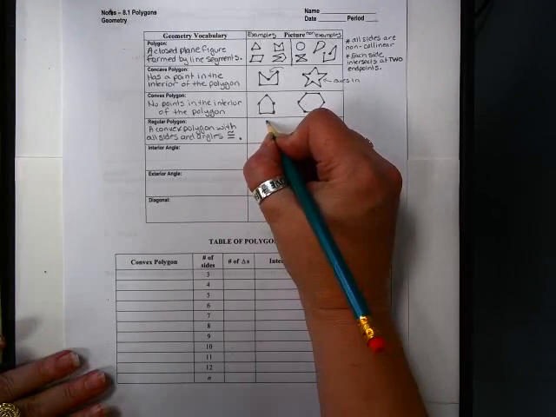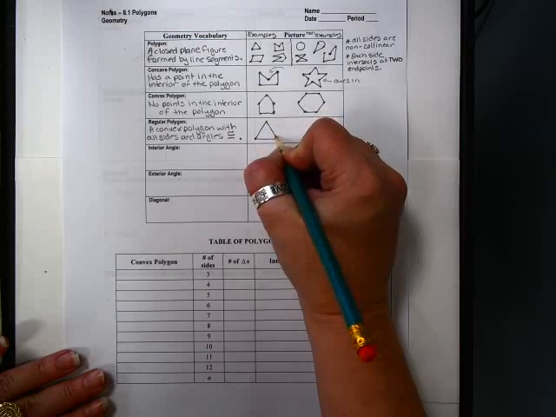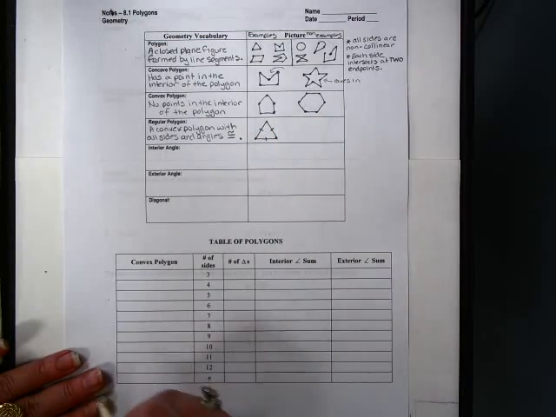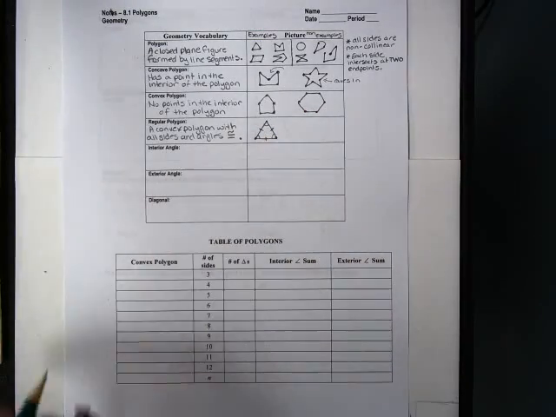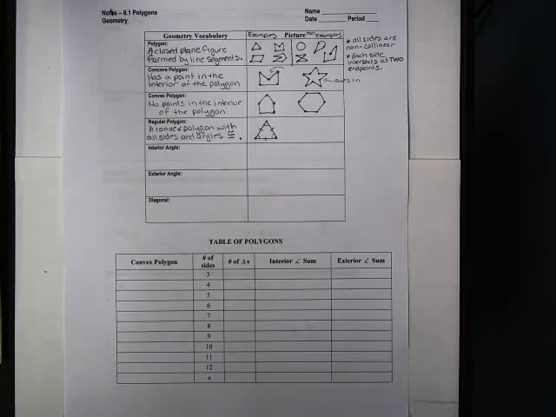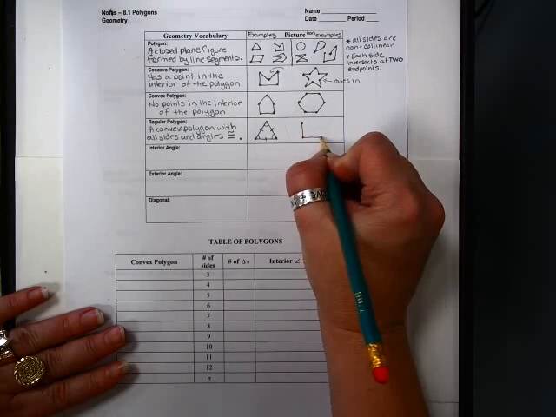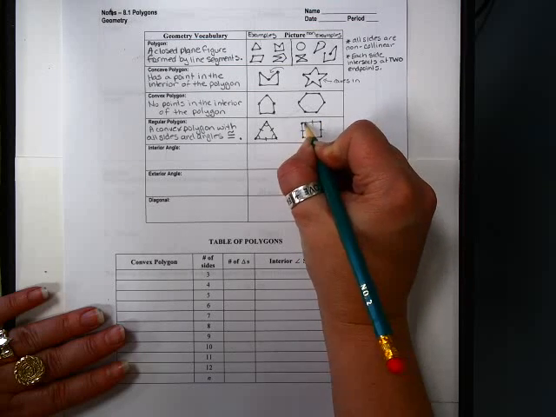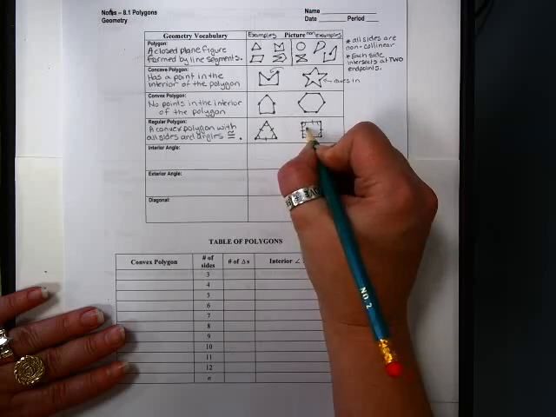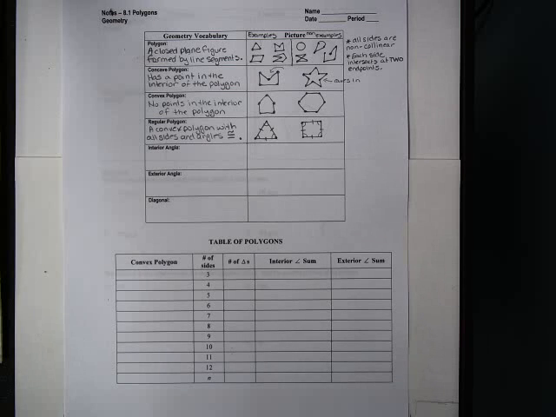So I'm going to draw a triangle. And this would be an equilateral triangle because all the sides are equal. And it's also equiangular because all the angles are equal. Another very popular shape that you know is a square. Okay, all the sides are the same and all the angles are the same. They're all 90 degrees, but I'm just going to draw them as arc marks so that you can see that they all equal each other.